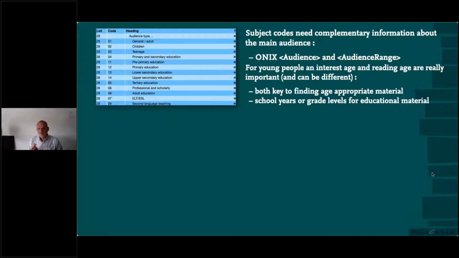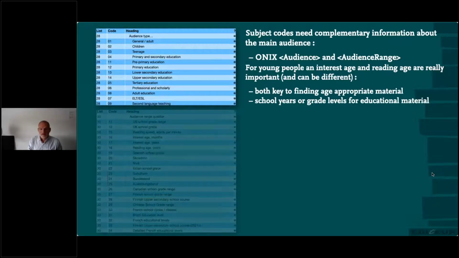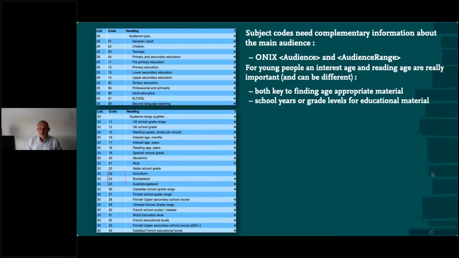You need an interest age, you need a reading age, and even more important, if there's a difference, which happens, higher interest age, lower reading age, it's really important to include that. Both are absolutely key to finding age-appropriate material. If you're publishing educational material, then you also should be adding in school grades. Some of these you can do in Onix.